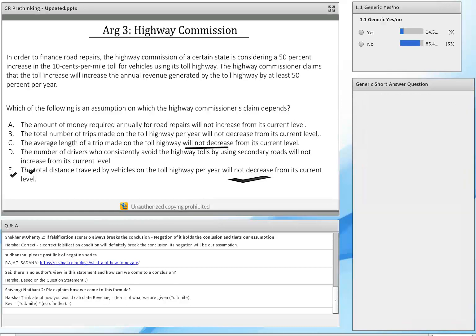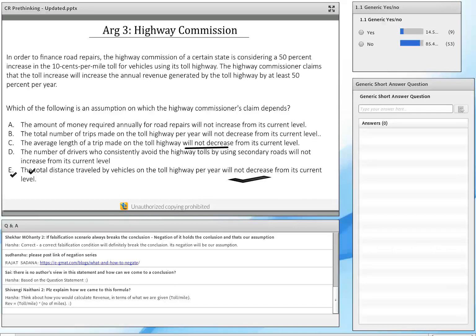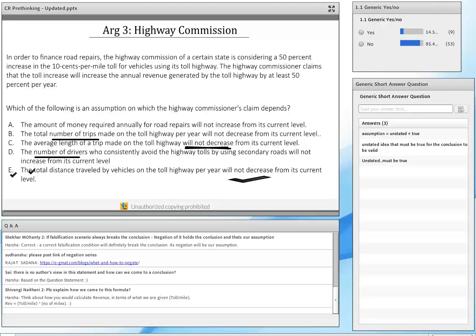And which is where, what is an assumption? Can you write down the definition of an assumption that I asked you to make note of? What is an assumption? Unstated idea that must be true. Is this must be true over here? Ask yourself, is this must be true? And the answer for each one of these would be no, it's not must be true, because it can be compensated with something else. The only thing that is must be true is what's mentioned in choice E. This total distance is must be true. It all stems from this.